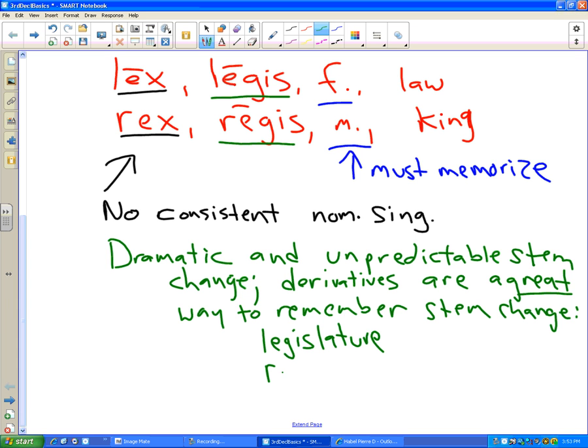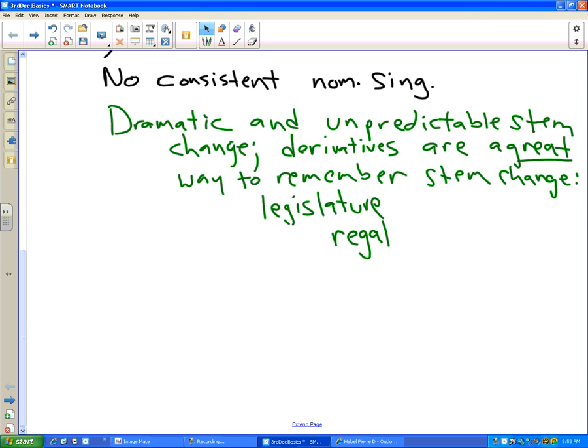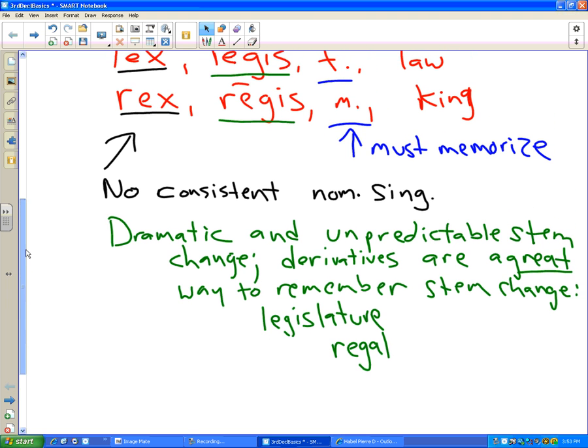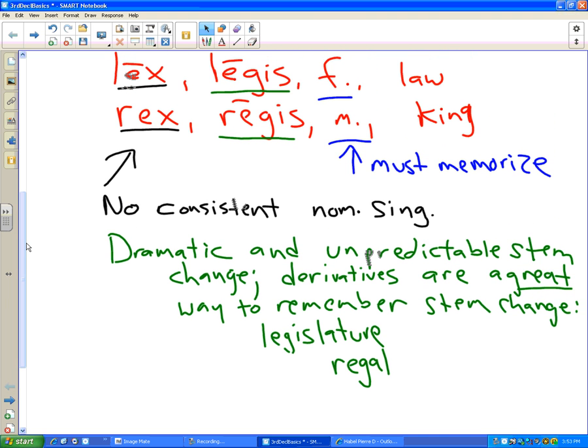and words like regal. Whoops, that's not how you spell it. And I'm going to be lazy and not erase. Not yet, anyway. Regal as a stem change. Okay, so that effort to learn the nominative singular should be equally balanced by effort to learn the genitive. Dramatic, unpredictable stem changes. Okay.